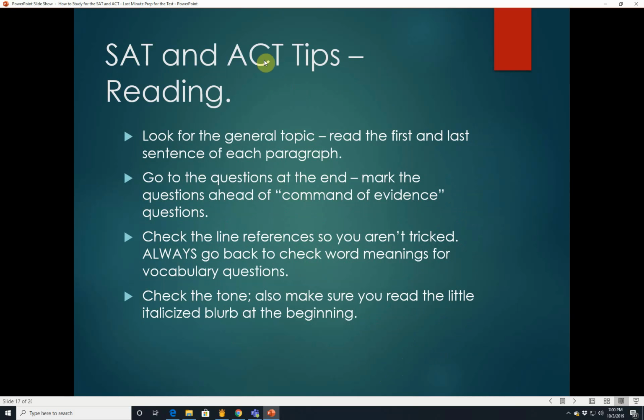SAT and ACT tips, reading. So you want to look for the general topic. Read the first and last sentence of each paragraph. So you want to go to the questions at the end, mark the questions ahead of command of evidence questions. So what I mean there is a command of evidence question is going to ask, what is the best evidence for the correct answer to the preceding question?